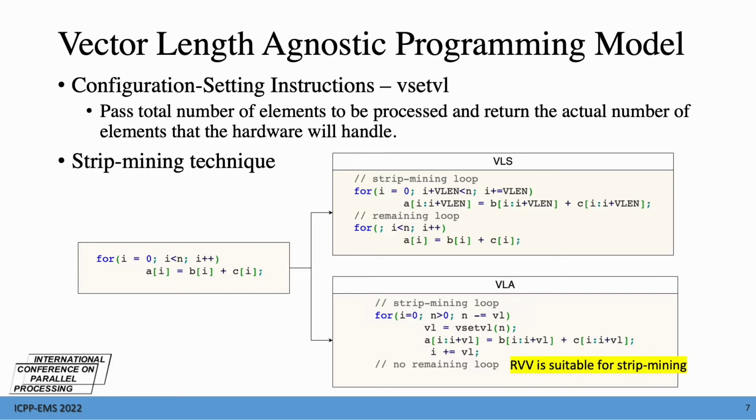This instruction comes in handy for a common technique in parallel programs called strip mining. When using VLS style for strip mining, we need an additional loop to handle the remaining elements. This results in larger code size and performance anomaly. While RISC-V with vsetvl can eliminate this remaining loop.